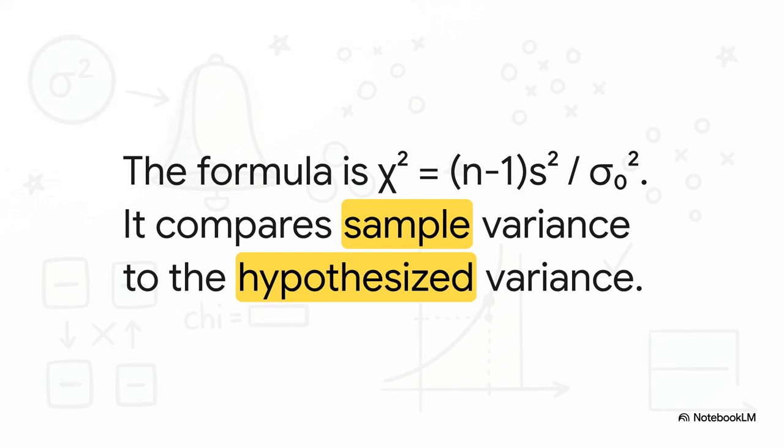Okay, let's look at the formula. Don't let the symbols freak you out. It's simpler than it looks. That first part, the chi-squared, that's our chi-square value. And we get it by taking n-1, which is just our sample size minus 1. We call that degrees of freedom. Then we multiply that by s squared, which is the variance we found in our sample. And finally, we divide the whole thing by sigma naught squared, which is the official claimed variance we're testing against.